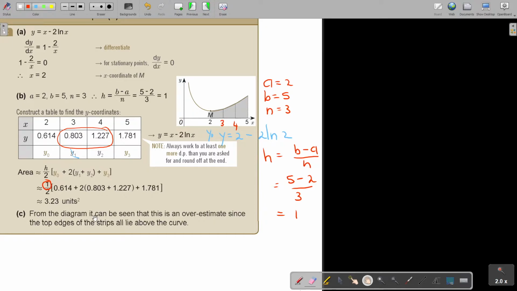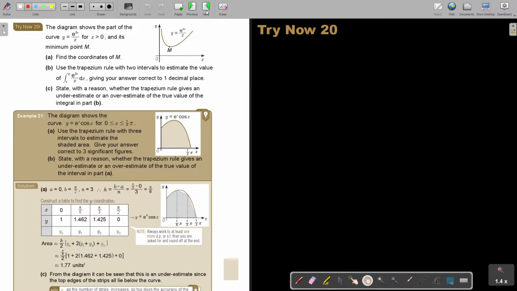From the diagram, it can be seen that it's an overestimate since the top edges of the strips all lie above the curve. I will show you at the end. It's for a concave and a convex, but a concave usually gives you an overestimate. Okay. I want you to stop the video and I want you to do Try Now 20. Again, you can continue the video as soon as you are finished.